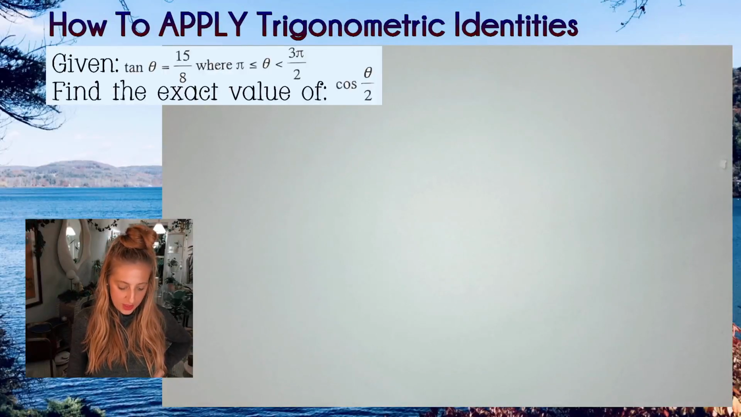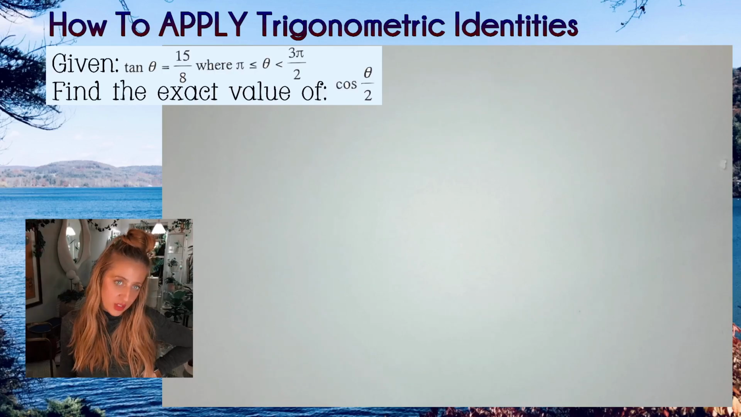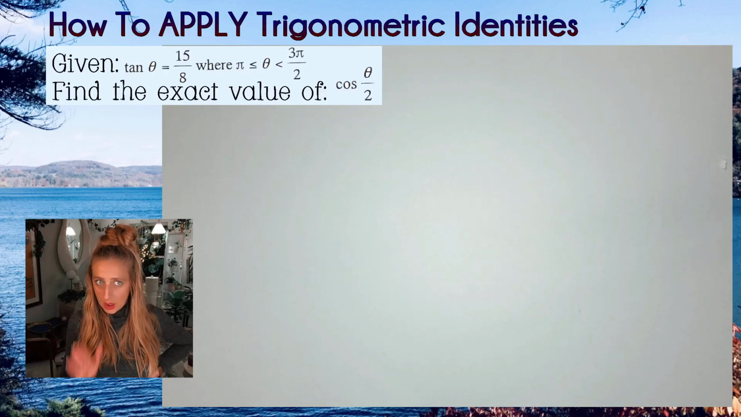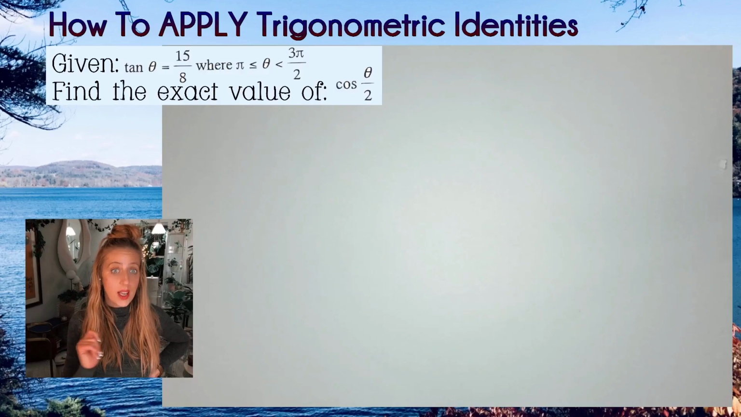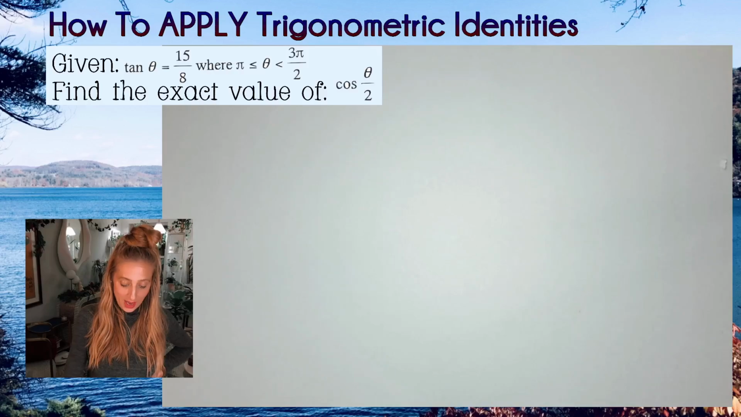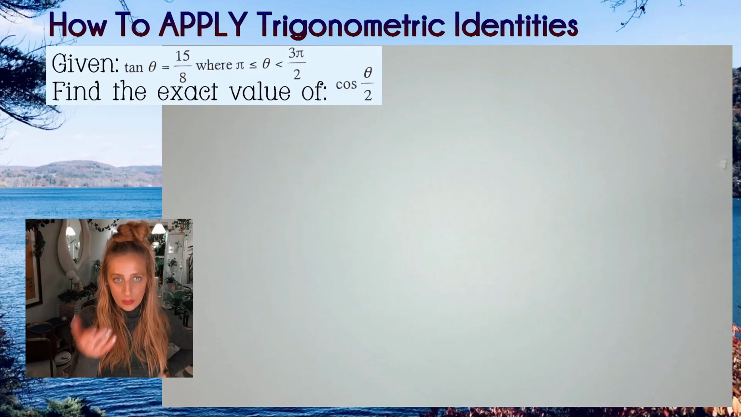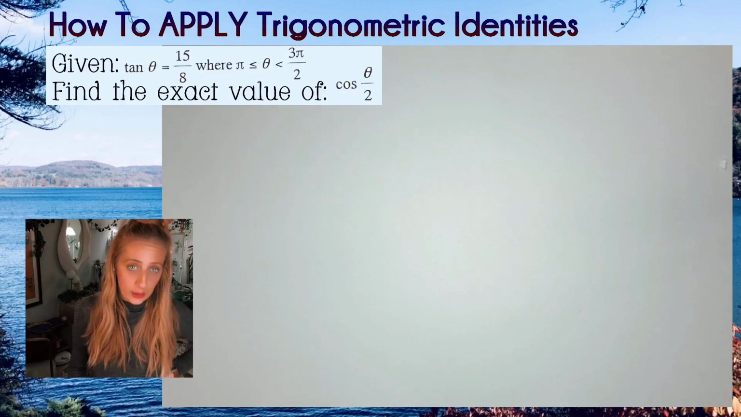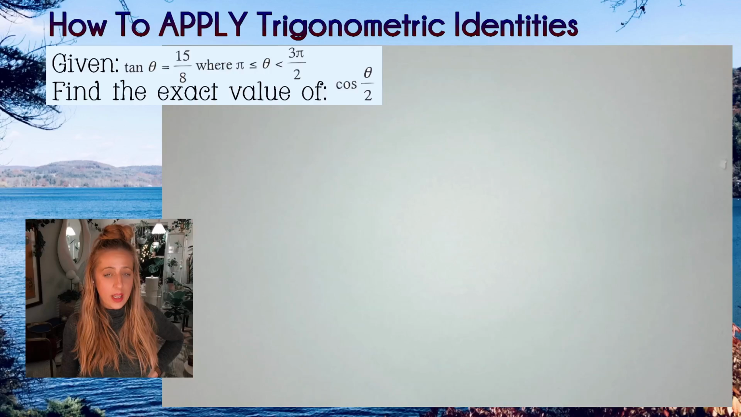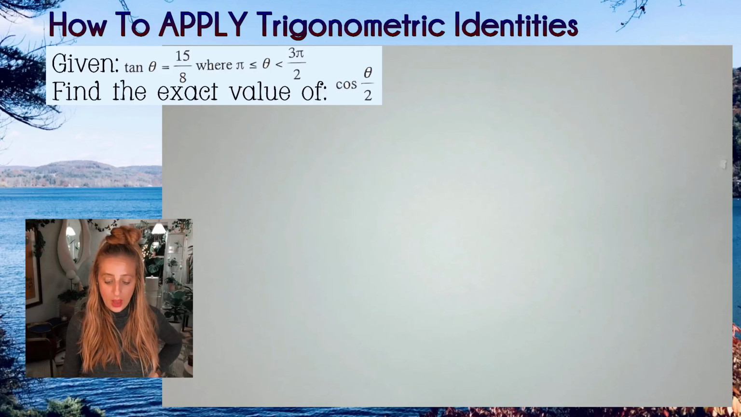Hi everybody, in this video we are going to use trigonometric identities in an application. Given tan(θ) equals 15/8, which means tangent is positive in quadrants 1 and 3, and we'll use further information to figure out exactly which quadrant it's in. If we keep reading, it tells us exactly that: theta, the angle, is between pi and 3π/2, so there we go, we have it in quadrant 3.